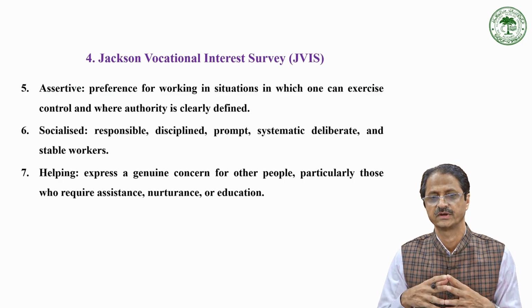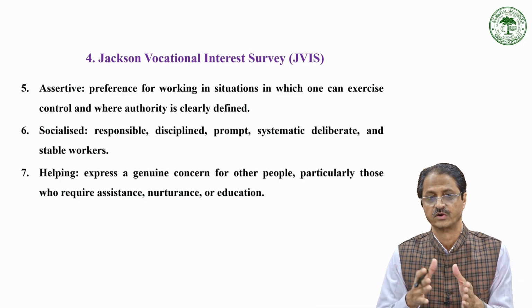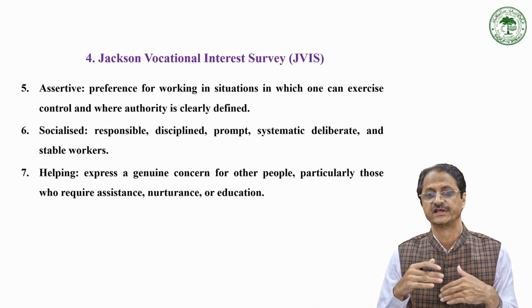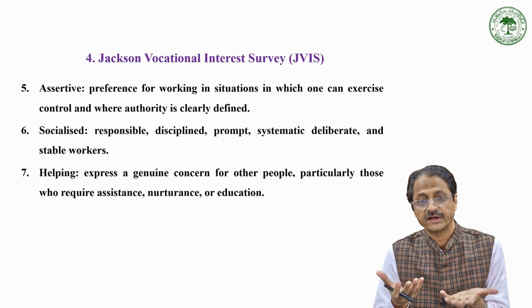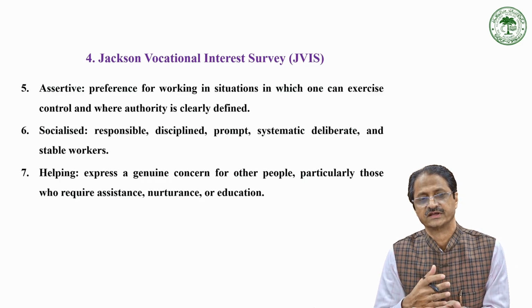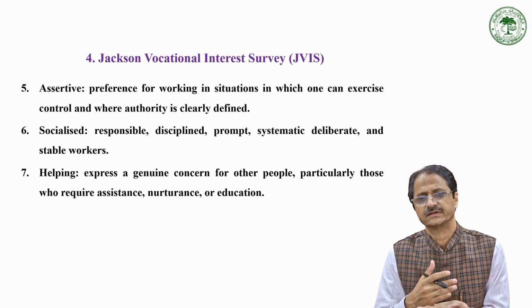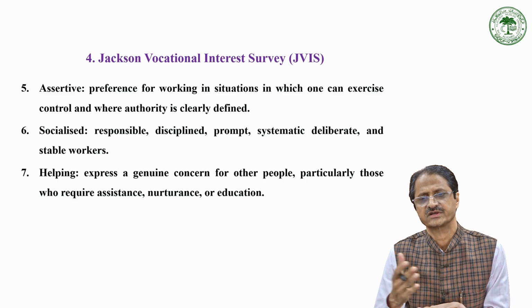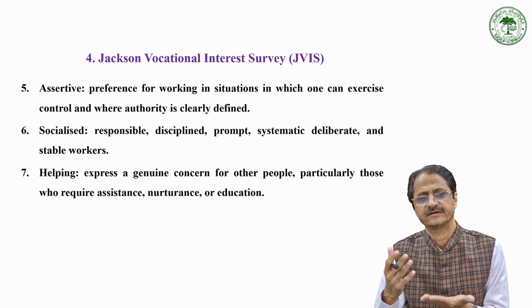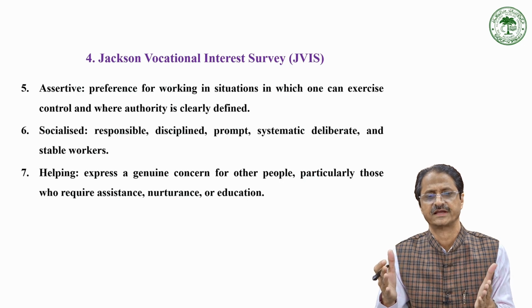and students or people can be assertive. Preference for working in situations in which one can exercise control and where authority is clearly defined. So they are authority conscious people. Socialized people are also there. They are supposed to be responsible people, disciplined in their life, prompt in their actions, systematic in nature, and they are stable workers. Stability is shown by them.